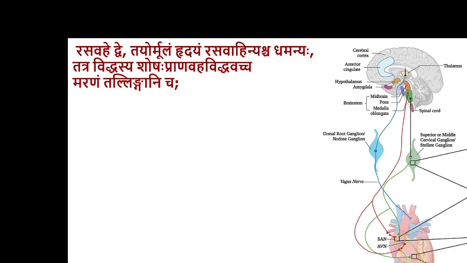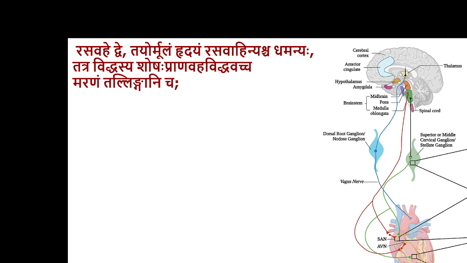About rasavaha srotas. Now, rasavaha srotas itself is again a bit of a controversial issue. The description of the rasavaha srotas in Sushruta is: rasavahe dve, there are two components of the rasavaha srotas. Tayor moolam hridayam rasavahinyasya dhamanyah, tatra viddhasya shoshah pranaha viddhavaccha maranam talingani cha. Now, the clinical rasavaha srotas has its source in the heart as such, hridaya, and dhamanis.